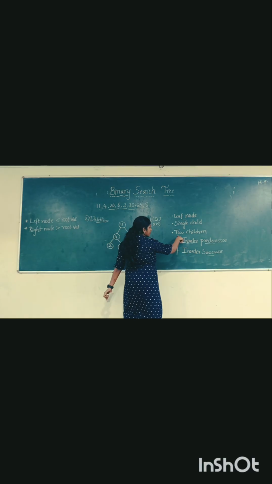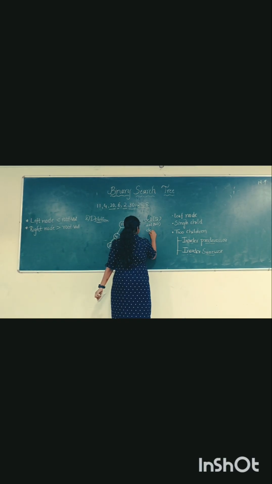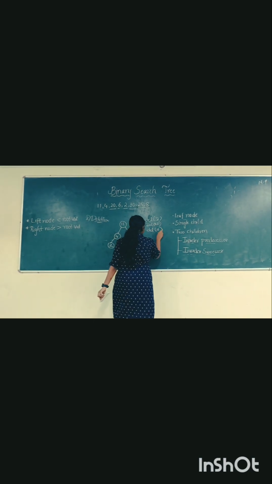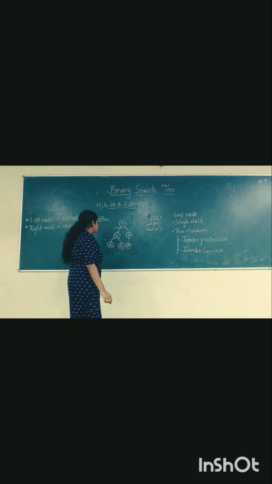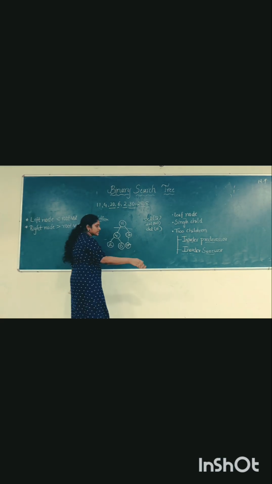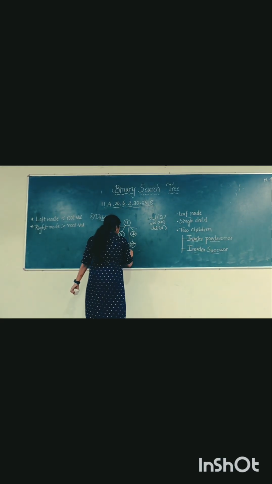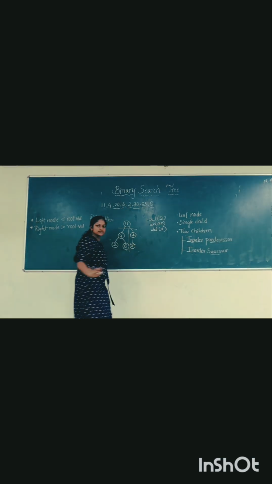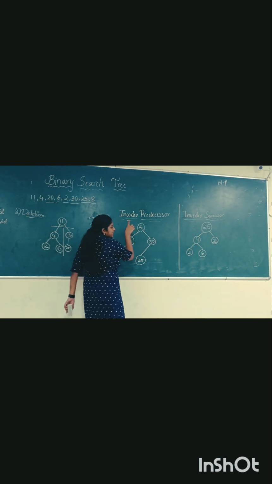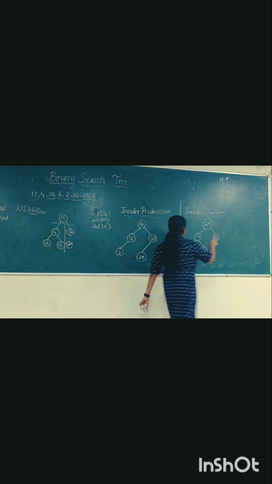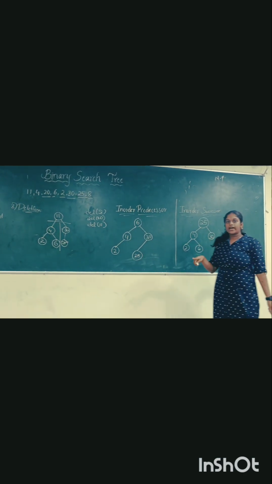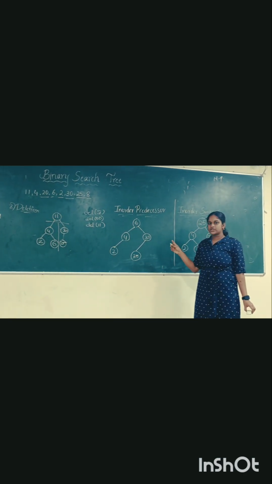And the node which has two children, like 11. Good. So there are two types of conditions, as I said: in order predecessor and in order successor. So there are two answers. We can only have either one of them as the solution.